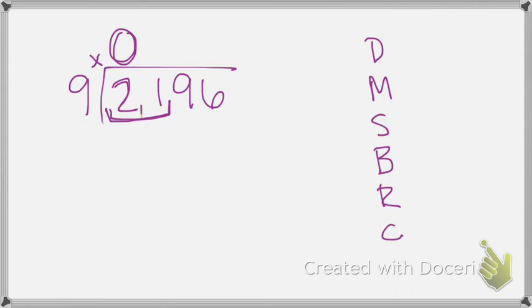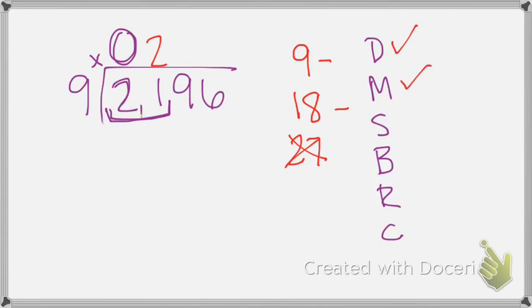So I list my multiples of 9, 9, 18, and the next one's 27, which is too high. So that's twice for divide. Now multiply. 2 times 9 is 18. Now subtract. 21 minus 18, 3. And bring down the 9.